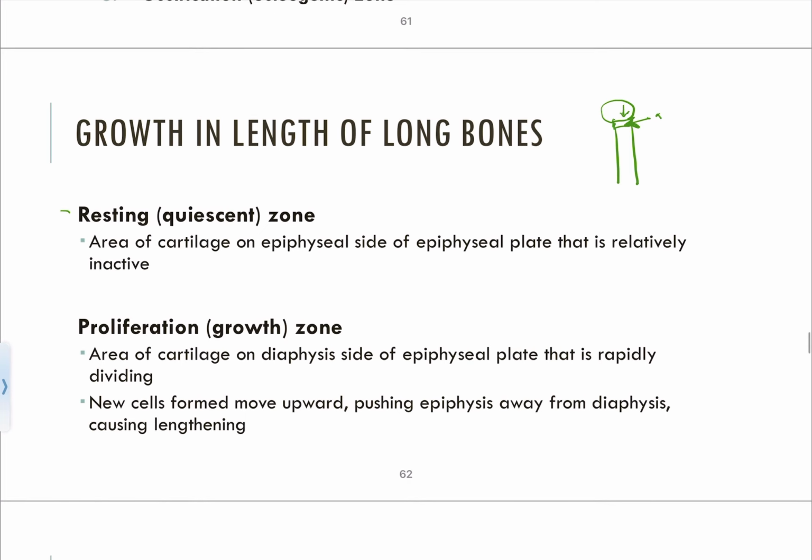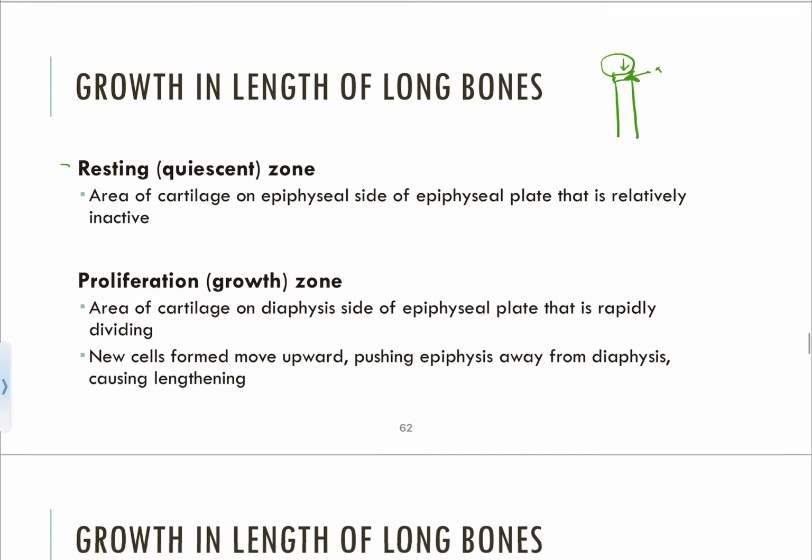Then we have just deep to that the proliferation zone. So this is the area of cartilage on the diaphyses side of the epiphyseal plate that is actually rapidly dividing. And as it divides, it's going to push cells upward. And what that's going to cause to happen is that the epiphyses is going to get pushed away from the diaphyses. So as it does that, we're going to grow our bone in length.